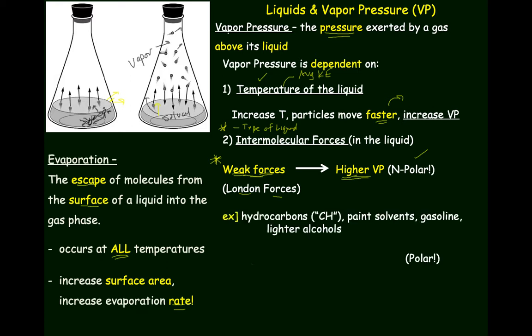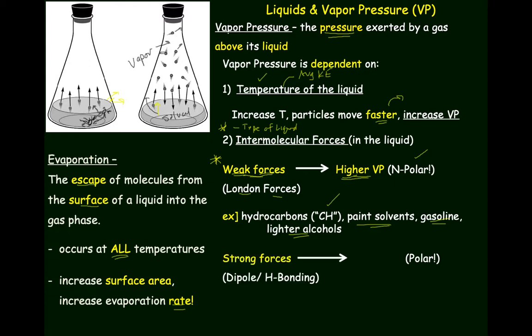Some types of liquids that do this are hydrocarbons, anything with a CH in it. Gasoline is a good example. Paint solvents and lighter alcohols are going to do this. Ethanol and methanol are simple alcohols. Hand sanitizer is a good example, where you'd put some on your hands, rub your hands together, and then those would dry off very quickly because the molecules in the gel with a little bit of heat will separate.